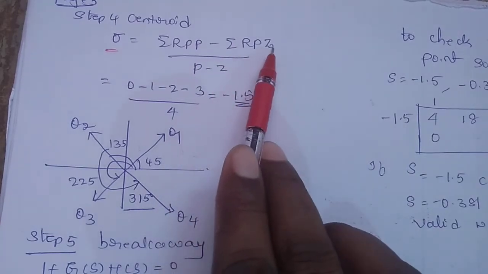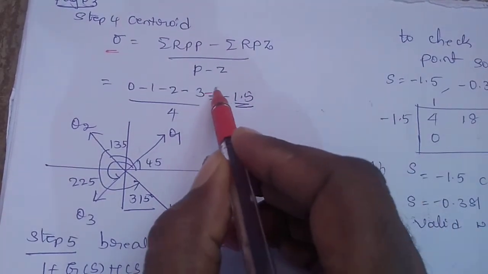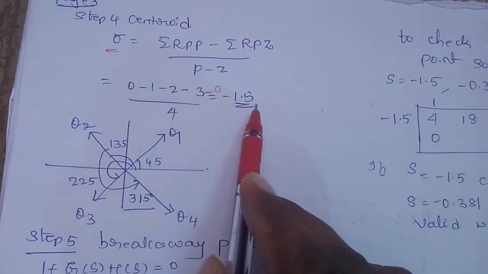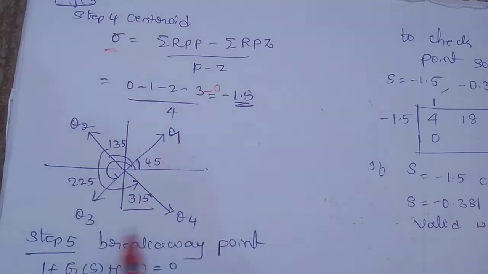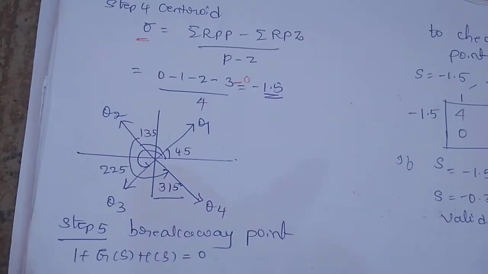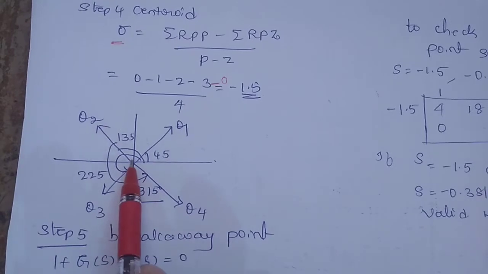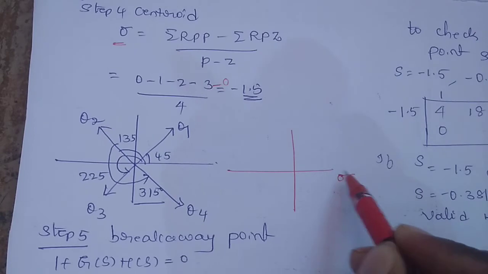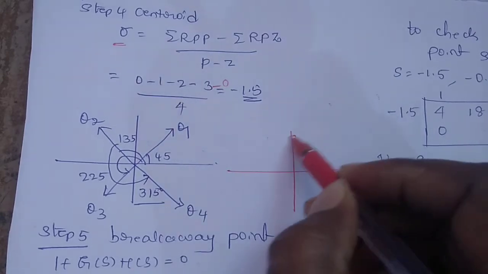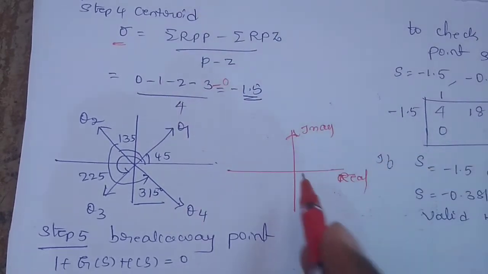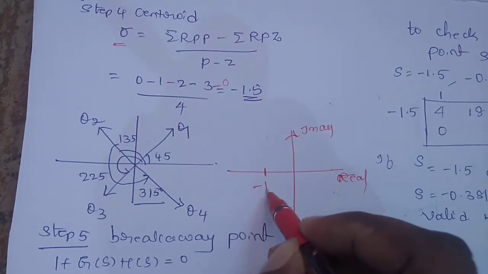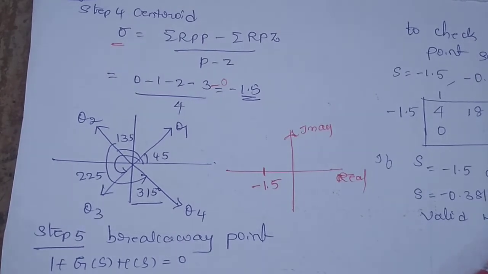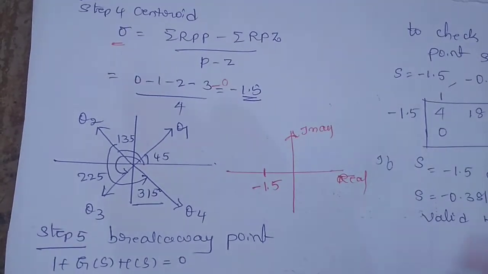Then you have to draw a rough sketch, marking the angles using the centroid. I will draw this as the real axis and this as the imaginary axis. So mark the centroid. Centroid is how much? 1.5. So using the centroid 1.5, I have to mark the remaining values. Take the protractor, place it here, mark the first angle. So what is theta 1? We know that theta 1 is here.